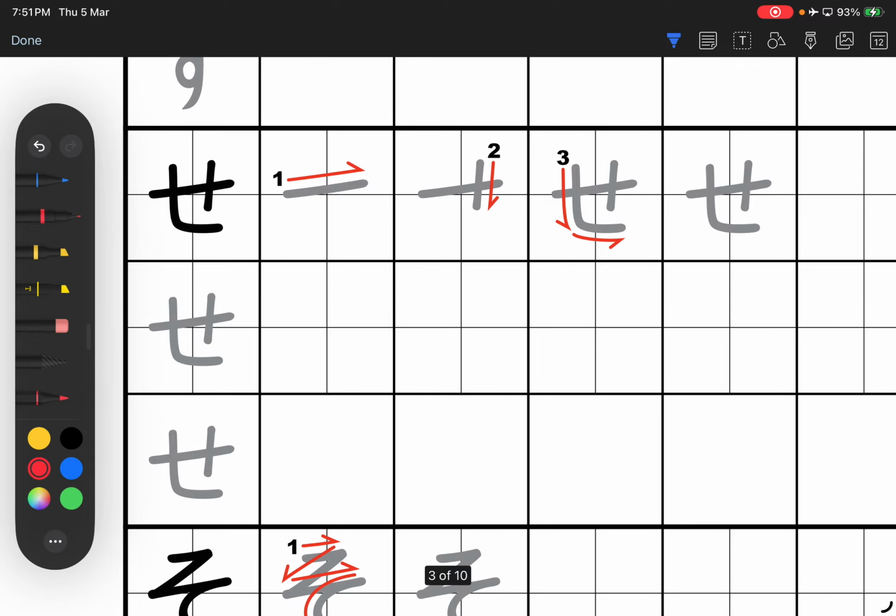Next we have se. Okay, S-E, se. This one is just 1, 2, 3. Se. Very simple. 1, 2, 3.